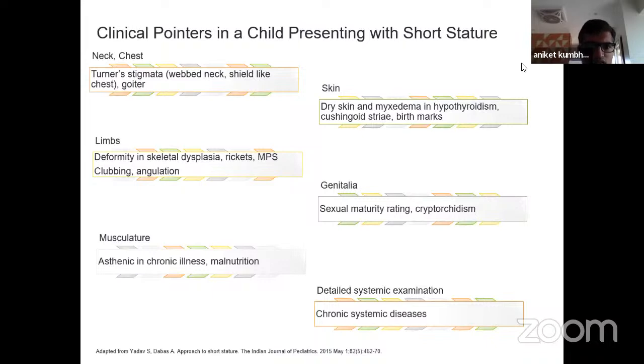So always look for these clues on examination, and obviously the puberty assessment is a very essential part of your examination, and it will definitely help you in coming to a diagnosis of either CDGP or hypogonadism as a cause of growth disorders.